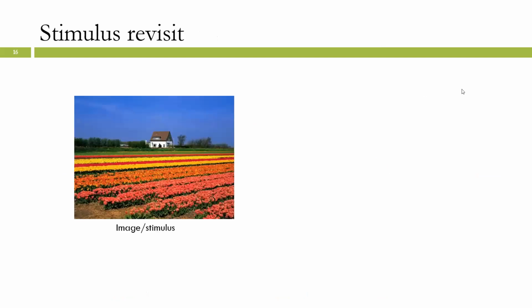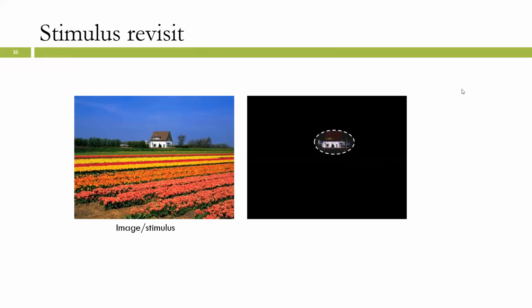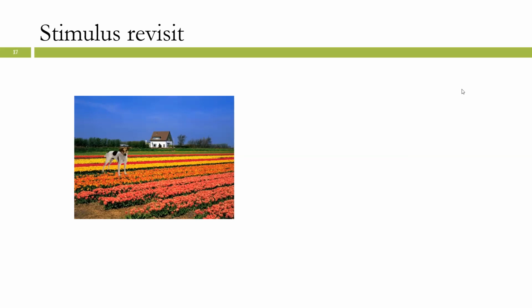2019. We just revisit the stimulus I showed you before. I show you this image, and may I ask you a question? Which object is a salient object now? Of course, we know this is a house, right? Of course, it's a house. The house is still the salient object. And now I show you another one. What is the salient object now?